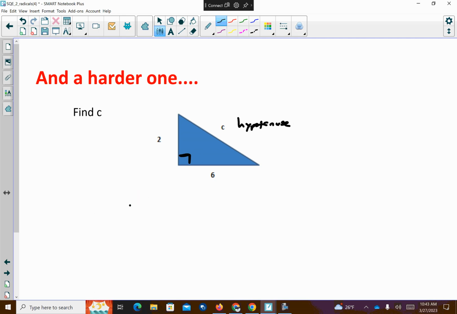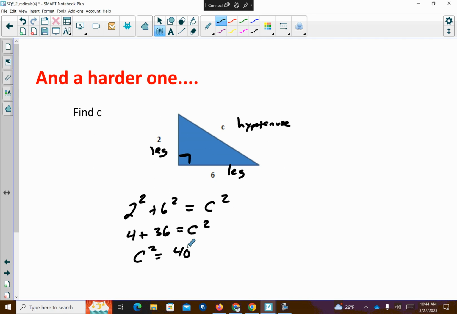All right, ready? 2 squared, because that's the leg, plus 6 squared is equal to C squared. 2 squared is 2 times 2, which is? 6 squared is 6 times 6, which is? So I get C squared is equal to 40.